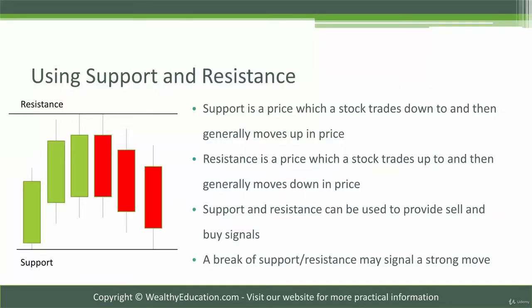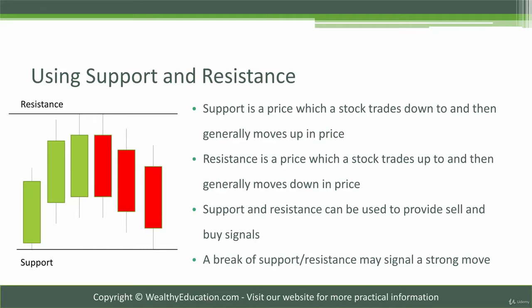Support is a price which a stock trades down to and then generally moves up in price. If you look at our graph on the left, the stock has moved down to this support level and is now trading or bouncing up off of support. The stock then trades up to what is called a resistance level, and that is a price which a stock trades up to and then generally moves down in price.